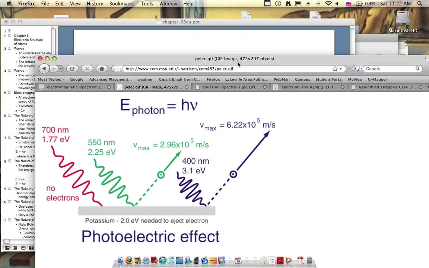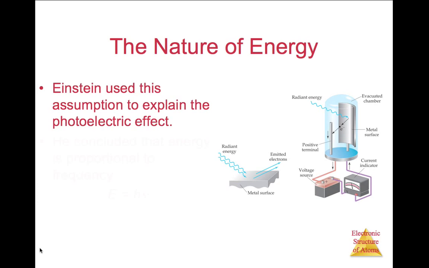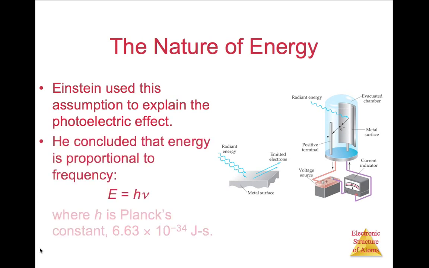Well, Einstein explained this in terms of quanta of energy using Max Planck's idea. And he concluded that energy was proportional to frequency. If energy is proportional to frequency, he said E is equal to h times the frequency, where h is a constant called Planck's constant. And since h is a constant, E was directly proportional to the frequency. Therefore, the higher the frequency of radiation, the more energy that radiation possessed.